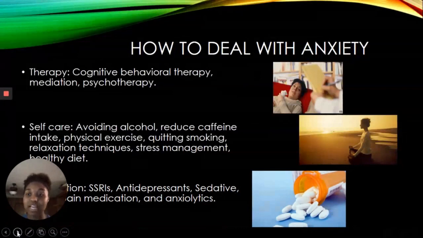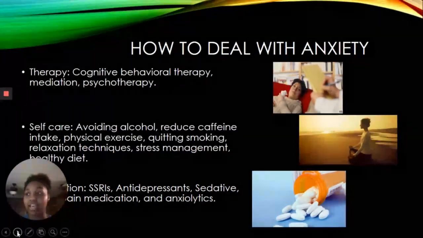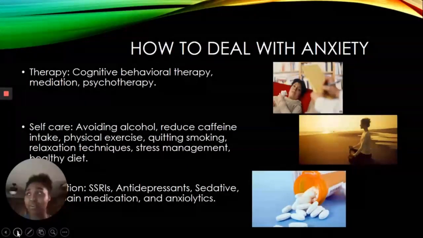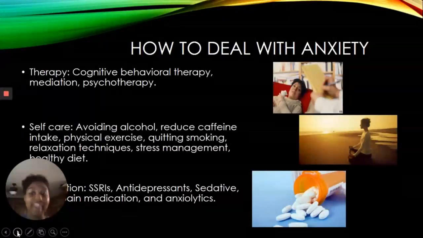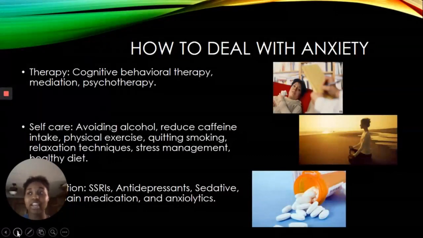The second one I want to really emphasize because it's something that anyone, anywhere can do. Whether you have anxiety or not, or if you're a perfectly healthy person, these are good things you can do day to day to help improve your mental health and your physical health. Self-care, avoiding alcohol, reducing caffeine intake, physical exercise, even a healthy diet. These are things that everyone should do to take care of their bodies, physically, mentally, and spiritually.